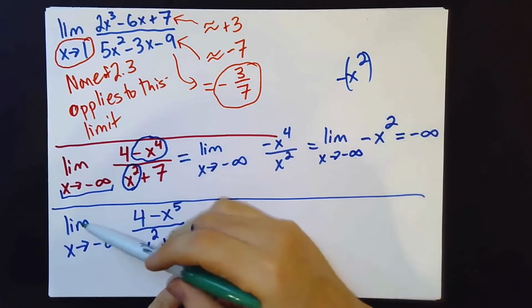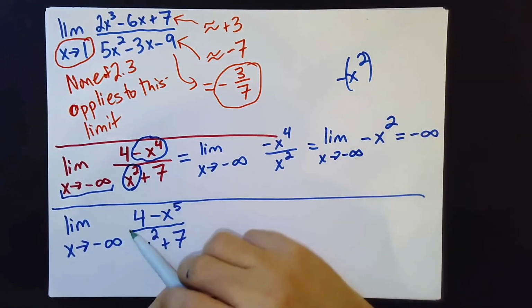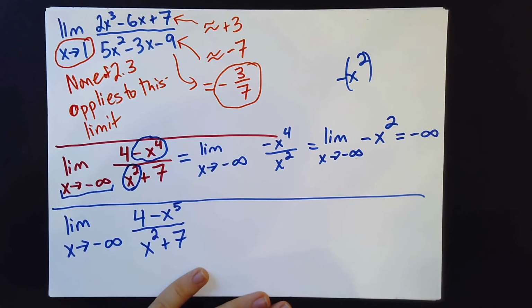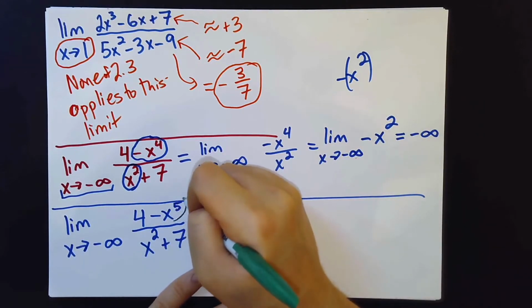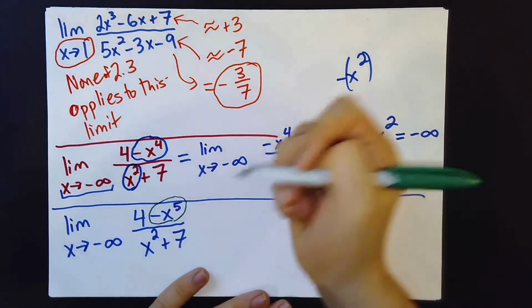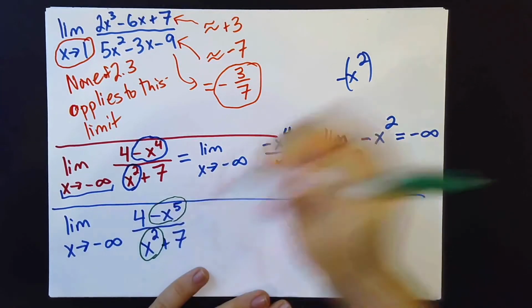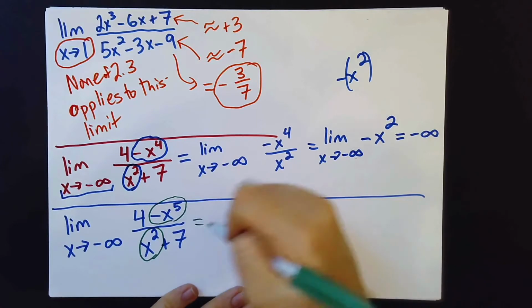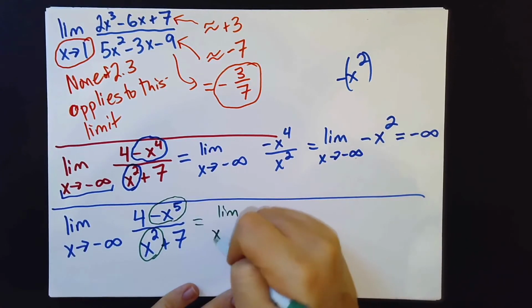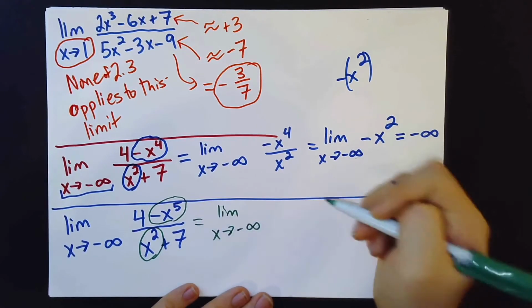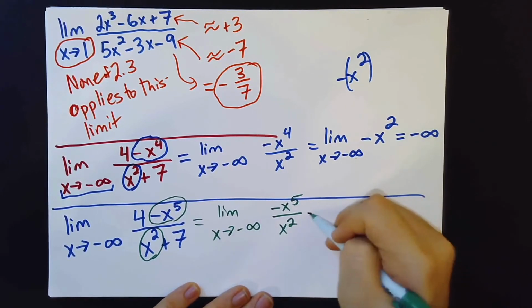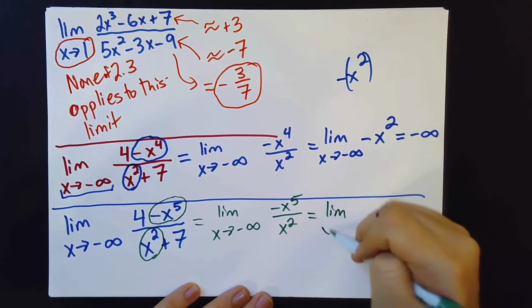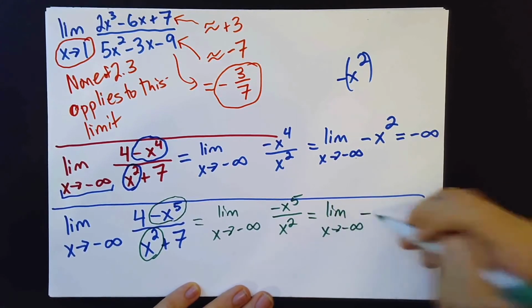Okay, so we've got the limit as x goes to minus infinity of this. This is our last example of this flavor. So here's our highest order term in the numerator. Here's our highest order term in the denominator. So this is the same thing as the limit as x goes to minus infinity, minus x to the 5th, divided by x squared, is the limit as x goes to minus infinity of minus x cubed.